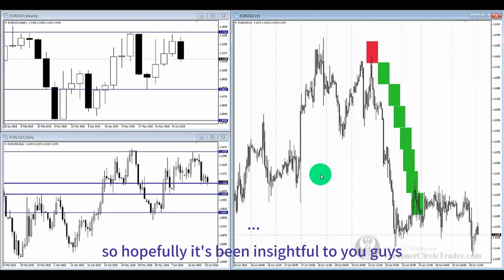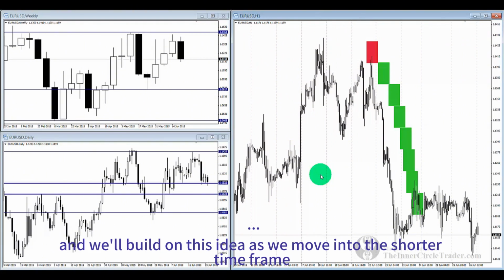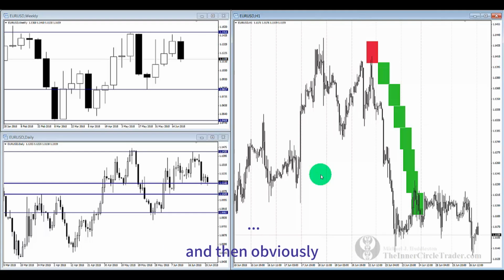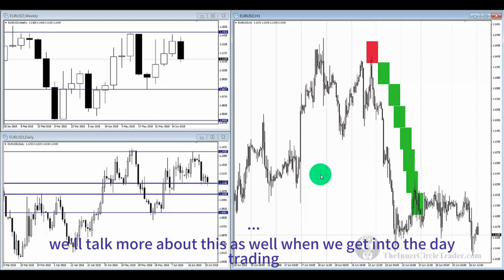Okay, so hopefully this has been insightful to you guys, and we'll build on this idea as we move into the shorter time frame trades, like short-term trades, and then obviously we'll talk more about this as well when we get into the day trading.